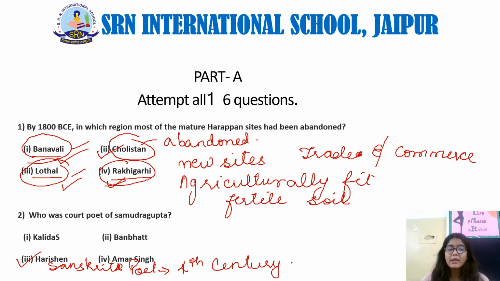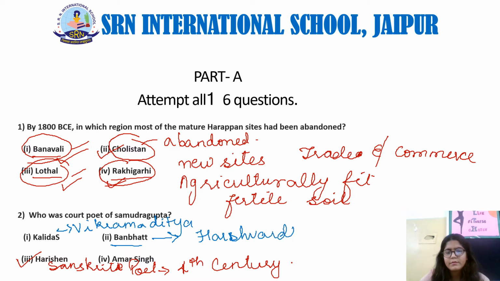Now we'll see Kalidas. Let me change the pen's color. Kalidas was the court poet of Vikramaditya. Banabhatta was the court poet of Harshvardhana, the great king of India. And Amar Singh, if you see, was no poet, he was basically a ruler of Rajasthan.